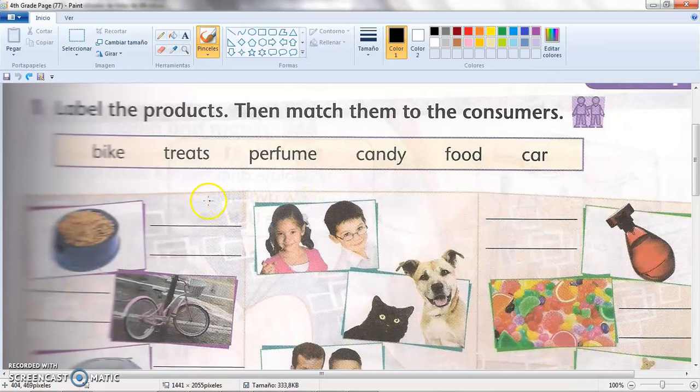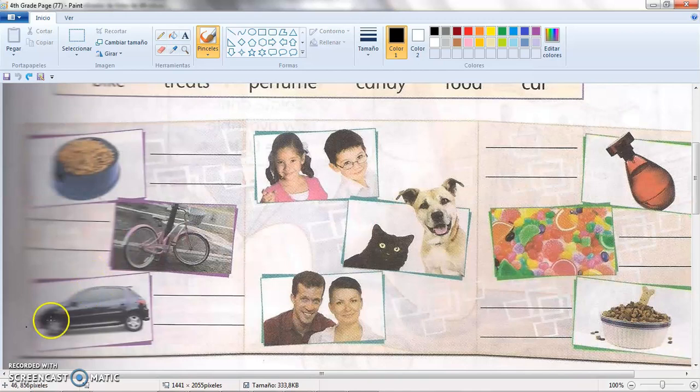Vamos a unirlo. Primero escribimos las palabras. Vamos a etiquetar. Vamos a hacer lo que se le llama labeling. Vamos a escribirlas en estas líneas y después vamos a unir el producto con el consumidor. Ok, vamos a poner el video en pausa para que puedas contestar.